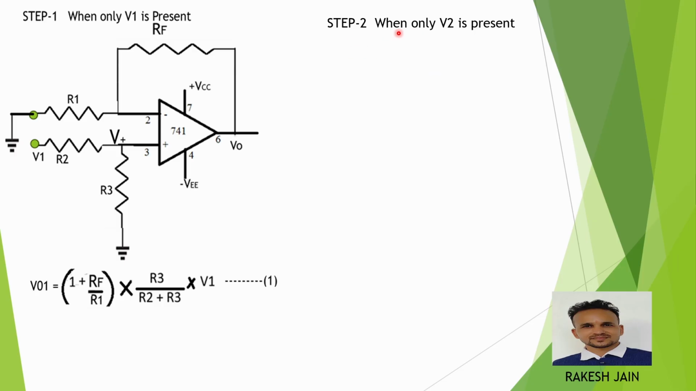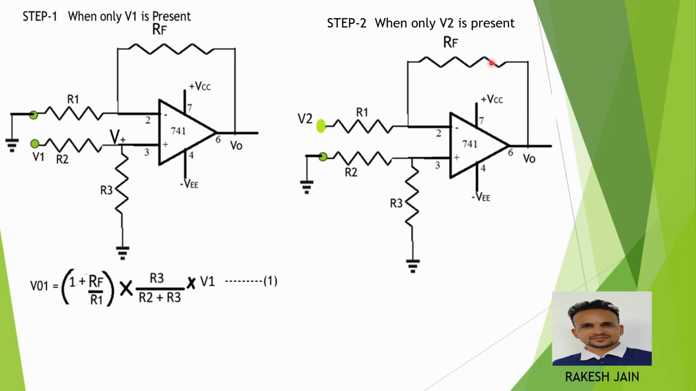Now for step number 2, when only V2 is present, the circuit looks like this one. Only V2 is present, which is connected at the inverting input pin, and the third number pin is connected to the ground. Then it becomes an inverting amplifier. So output second is equal to, from the inverting concept, minus Rf by R1 multiplied by V2 voltage. This is equation number 2.